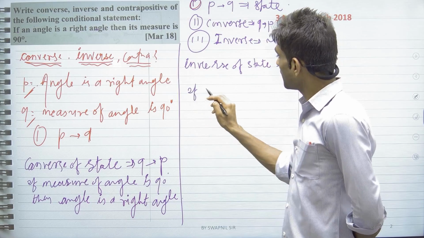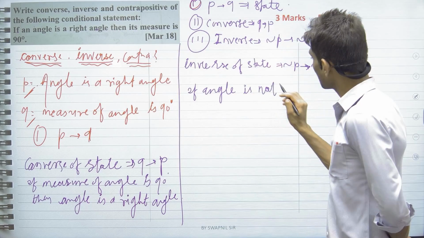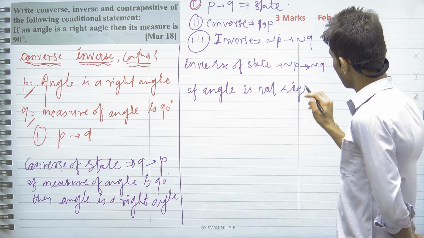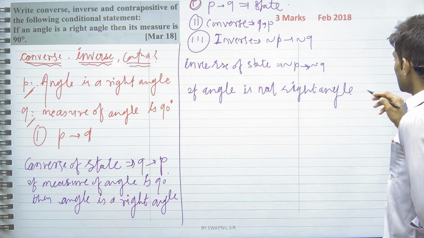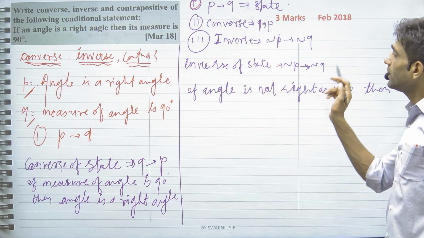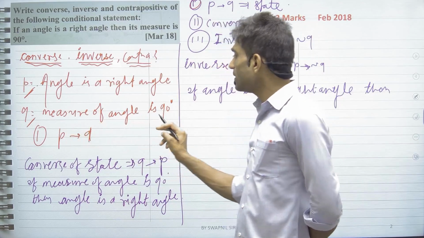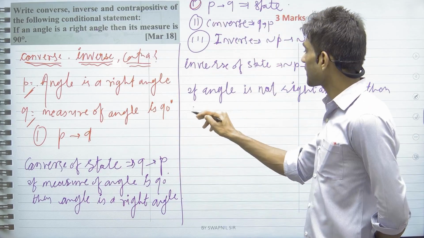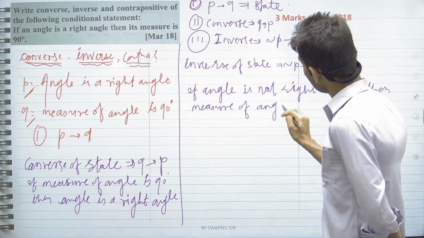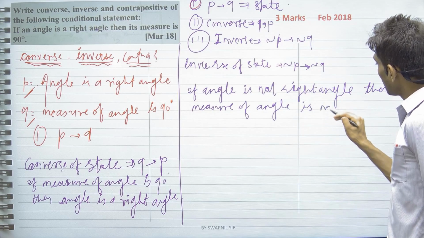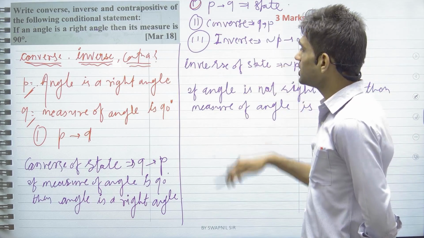if angle is not a right angle, then we write the negation of Q. Negation of Q means the opposite statement of Q. Then the measure of angle is not 90 degrees. So this one is our negation of P implies negation of Q.